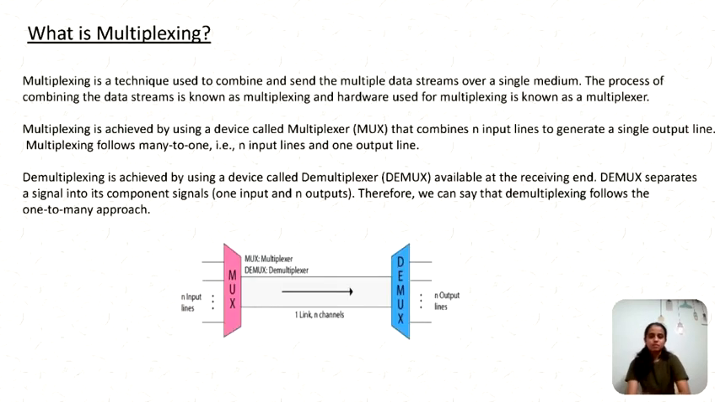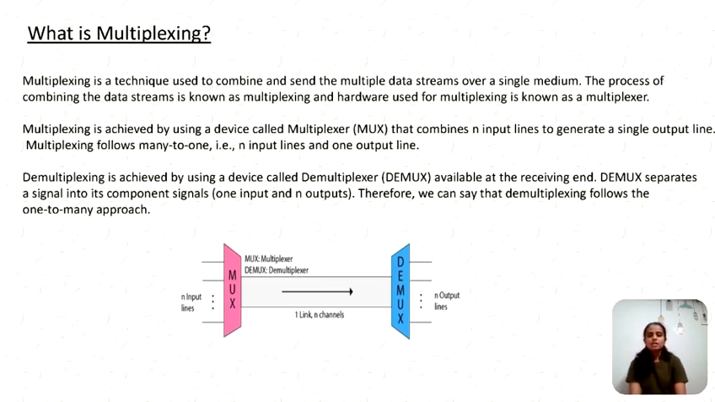Next, what is multiplexing? Multiplexing is a technique used to combine and send multiple data streams over a single medium. The process of combining the data streams is known as multiplexing, and the hardware used for multiplexing is known as a multiplexer. A multiplexer combines n input lines to generate a single output line. Multiplexing follows many to one, that is, n input lines and one output line. Demultiplexing is achieved by using a device called a demultiplexer available at the receiving end.